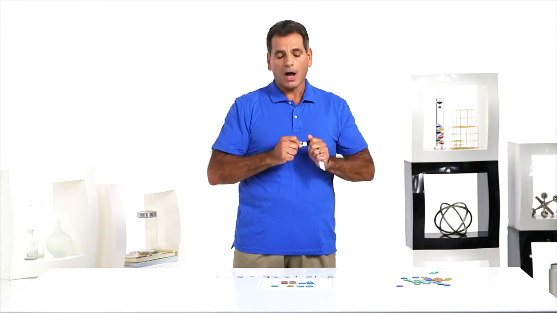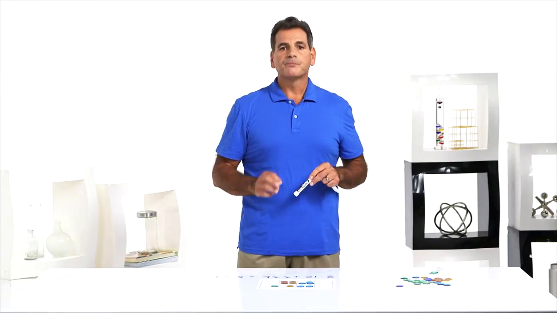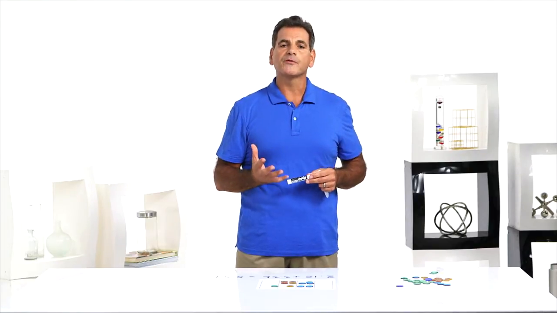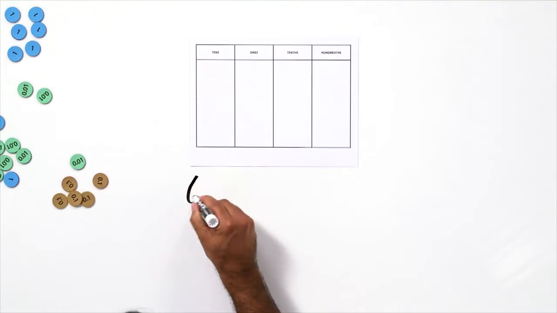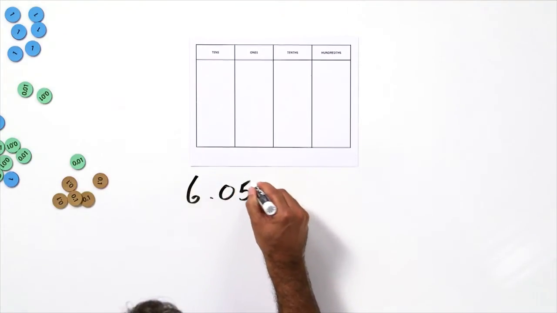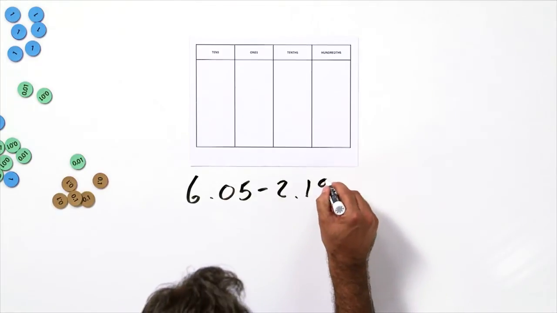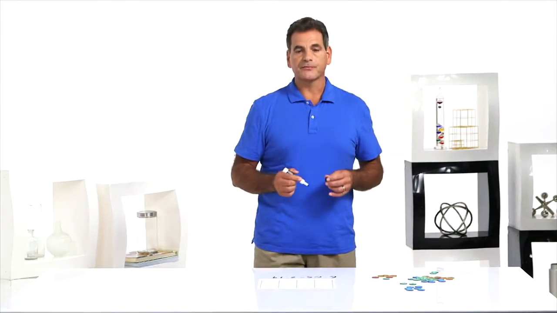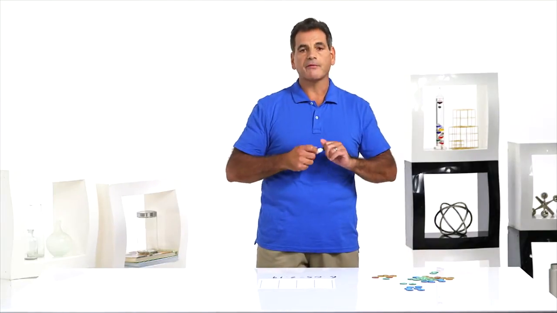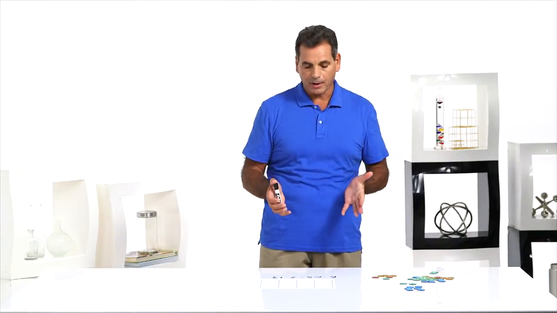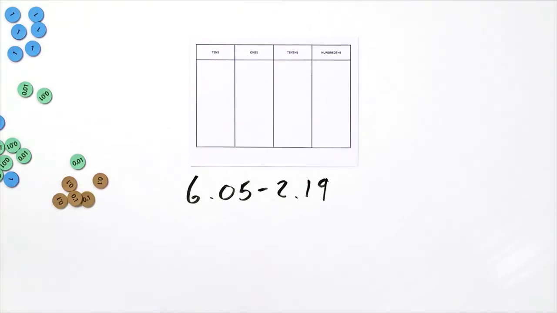This is a difficult problem because we had a rebundle, but this will help students when we move away from the chips. Let's try a subtraction problem. 6.05 minus 2.19. Now again, I'm using a difficult problem for demonstration purposes, but obviously you want to start the students off with problems that don't involve rebundling.